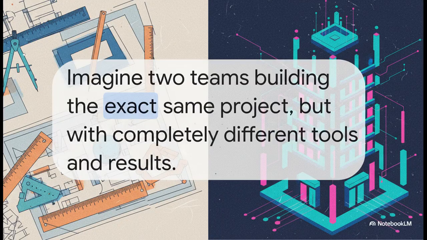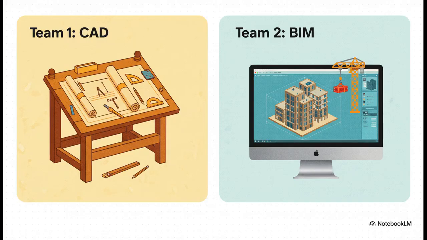To really get what this all means, let's not just talk about definitions. Let's start with a story. All right, so picture this. You've got two teams. They're building the exact same project. Team 1, they're using the traditional tool, CAD. And Team 2, they're using the modern process, BIM. Now let's see how this plays out for them.